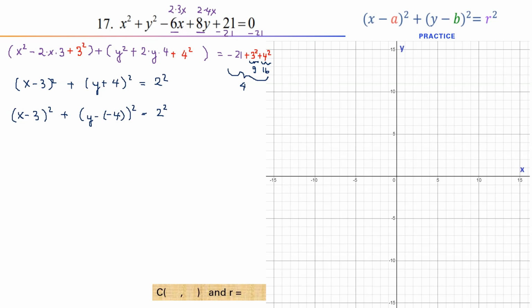So we find that the center is (3, negative 4). The radius is 2. Now we find 3, x equals 3, then go down 4 units. Here is our center, and then the radius of 2. So 2 units around the center. We connect them.